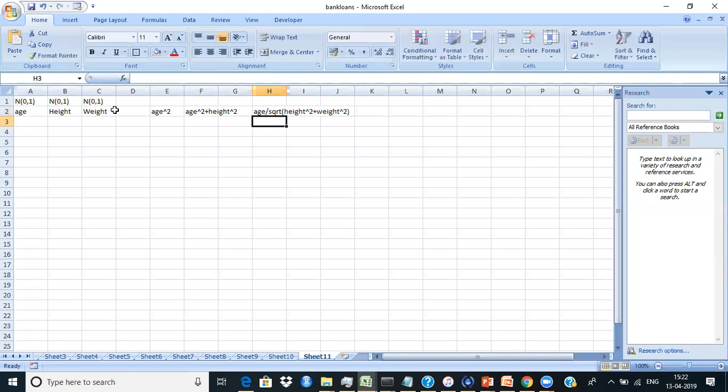Yeah, this variable follows a T distribution. Here there is degrees of freedom, but the generated variable is 1, so there will be one curve, right? Now, let's say I create another variable which is age to the power 2 divided by height to the power 2 plus weight to the power 2. This will follow an F distribution with degrees of freedom 1, 2.